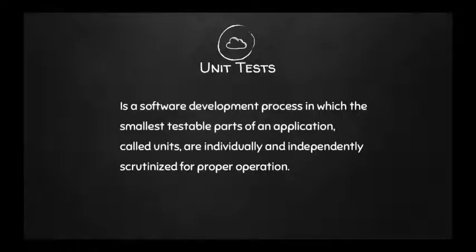Unit tests. Well, basically, this is the definition: it is a software development process in which the smallest testable parts of an application, called units, are individually and independently scrutinized for proper operation. So we're basically going to be taking a bunch of different components of our application, and we're going to turn them into unit tests. For example, this could be things like creating a product, creating a vendor, deleting a vendor. Each one of those actions signifies a specific unit test.